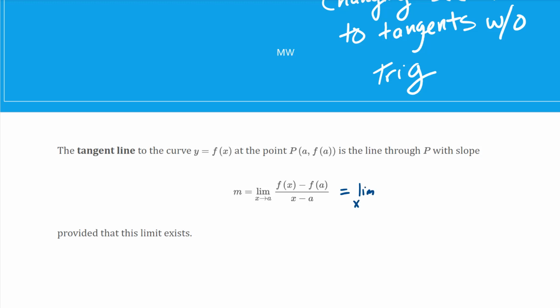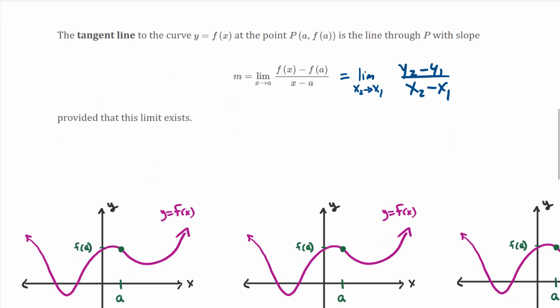The limit is, as x2 gets closer to x1, of y2 minus y1 over x2 minus x1. Remember your slope formula? It's just saying if you get your x values really close together, what's the slope going to turn into? Because that's the tangent line we showed you before. Let's look at three graphs.